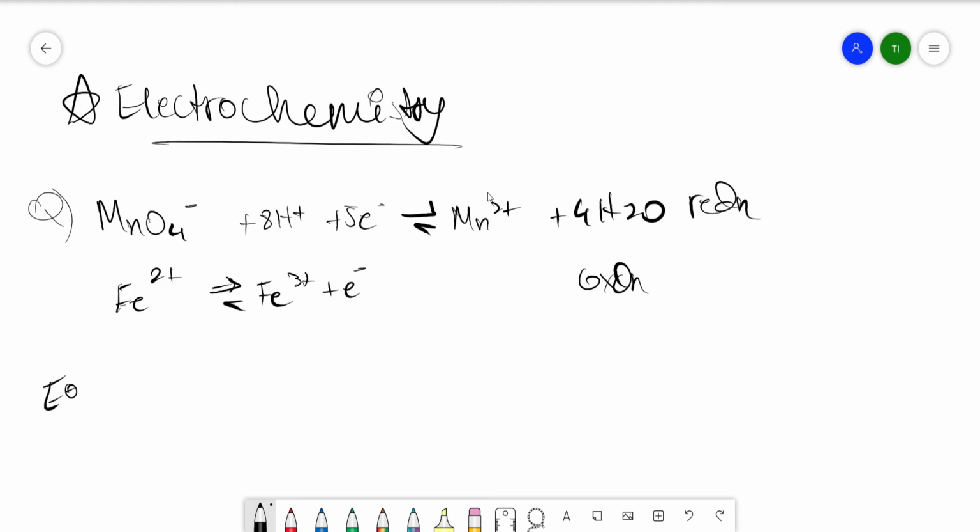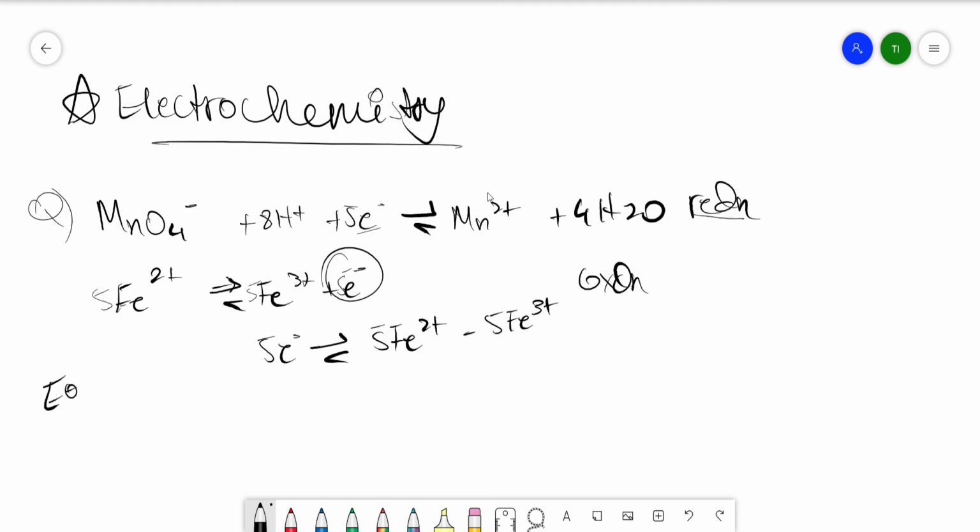Okay, so if this undergoes reduction, what you have to do is balance. So there's 5 electrons here, but there's only 1 electron here. So you have to make it so that there's 5 electrons here, 5 electrons here, and then 5 here. Okay, and because this undergoes oxidation, you have to make this the subject of the equation. So 5e minus is equal to 5 Fe2 plus, no, not plus, it's minus 5 Fe3 plus.